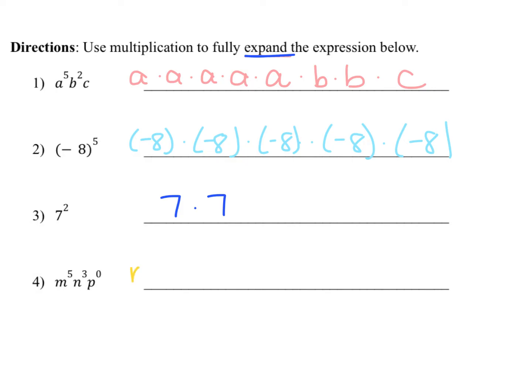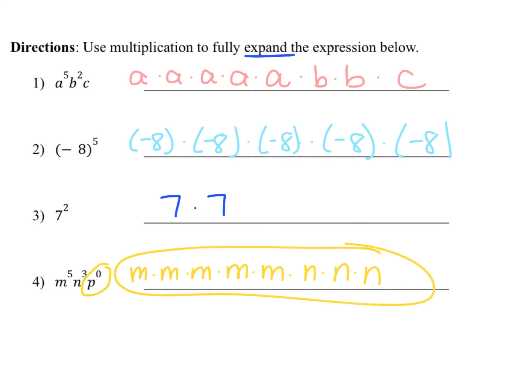Okay, so m to the 5th, 1, 2, 3, 4, 5. n to the 3rd, 1, 2, 3. And p to the 0 power, well, anything to the 0 power is 1. So that's just a 1 there. And I don't even need the 1, I can just get rid of it. So that would be fully expanded.